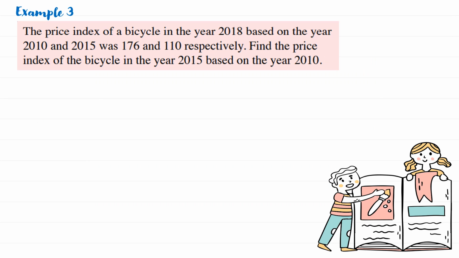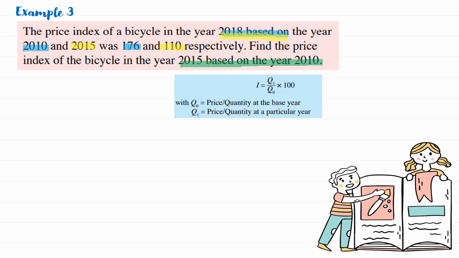The price index of a bicycle in the year 2018 based on 2010 and 2015 was 176 and 110 respectively. So 2018 based on 2010 was 176, while 2018 based on 2015 was 110. These are the two pieces of information, and the question asks you to find the price index of the bicycle in the year 2015 based on the year 2010.